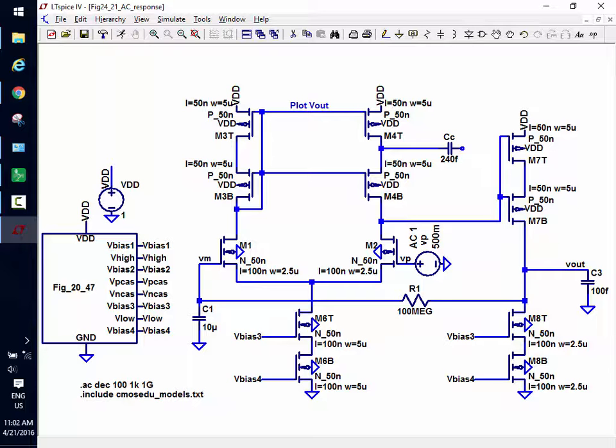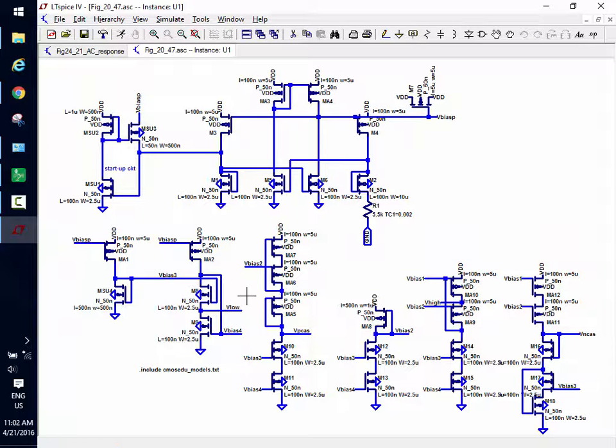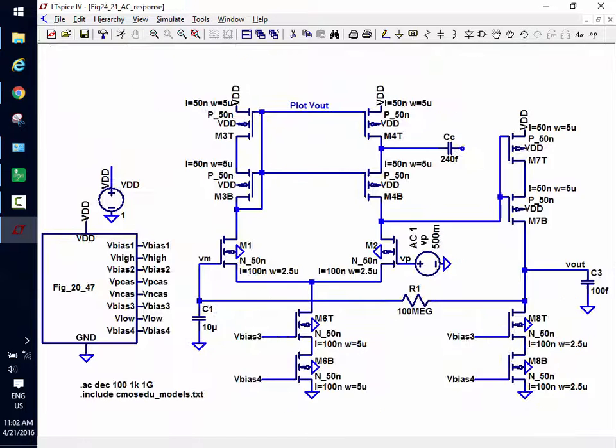Yay or nay? What is this VPCAS? Let's find out. VPCAS, diode connected transistor, diode connected transistor. VNCAS, where's VNCAS? Diode connected transistor, diode connected transistor. These just make sure that the VDSs are more matched. But I'm going to know all of that when I use my project.